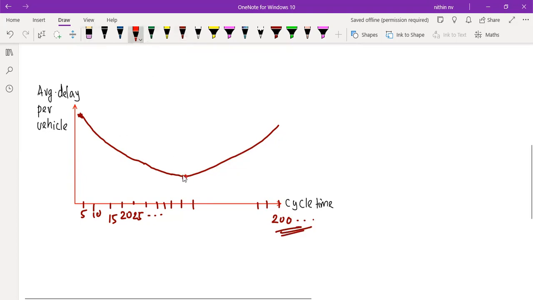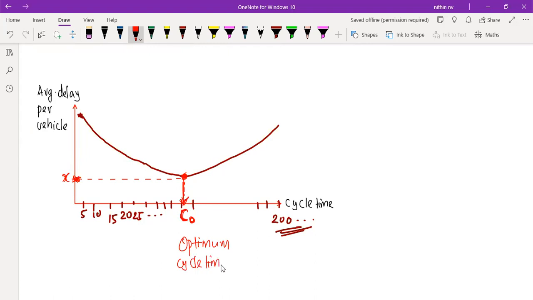Now, here we are getting an optimum point. So what is the importance of this particular point? Here we are getting the least value on the y-axis, which is the average delay per vehicle. Suppose this is some value x; this is the least average delay per vehicle. Corresponding to this, the x-axis will give a time, which I'm keeping as cycle time C. O stands for optimum, so this is nothing but the optimum cycle time or optimum cycle length.